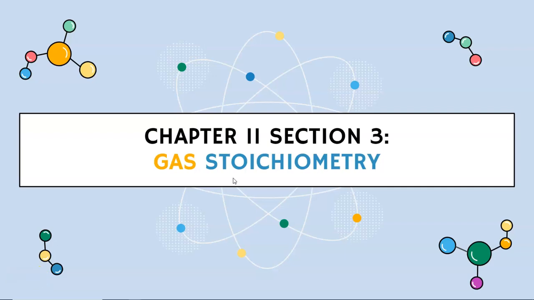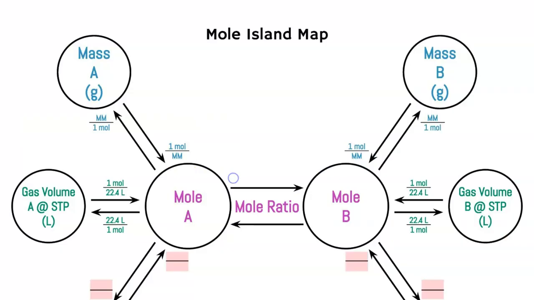Okay, today we're going to be talking about gas stoichiometry. So, bringing back our mole island map as we've done before, we already had mass A, mole B, mass B from the previous chapter. Now we're adding two more islands, and that's going to be gas volume A at STP and gas volume B at STP, plus the information on these arrows.